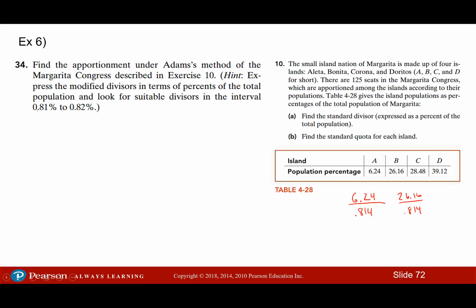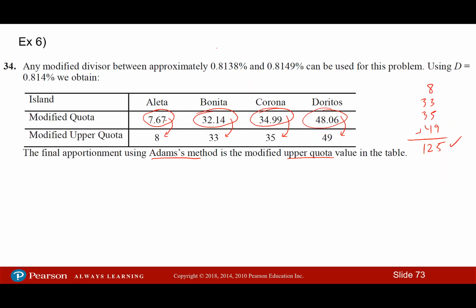All right, if you used 0.81, so if you actually divided by 0.812, that would not have worked. You would have been just a little bit shy, but it looks like 0.813 works. So anywhere from that number to that number as your divisor would have worked just fine. All right, on to the next question.